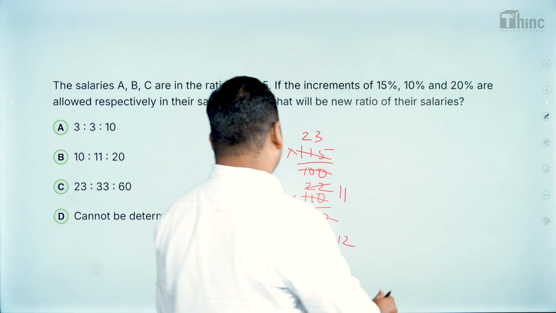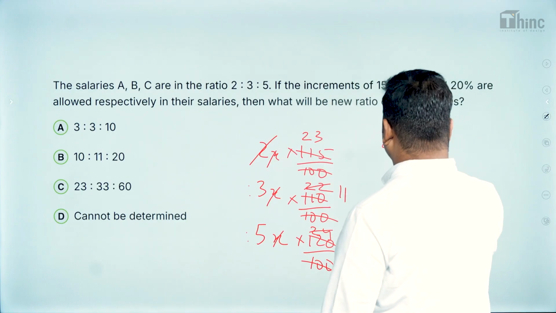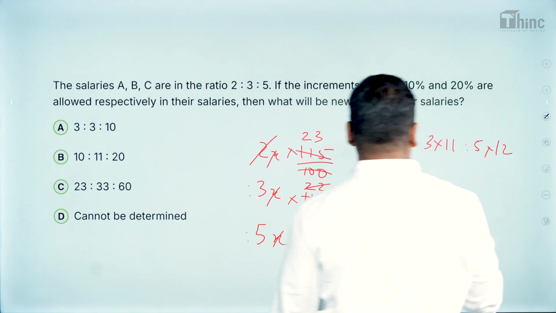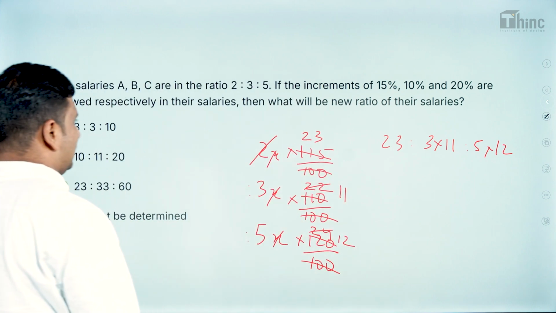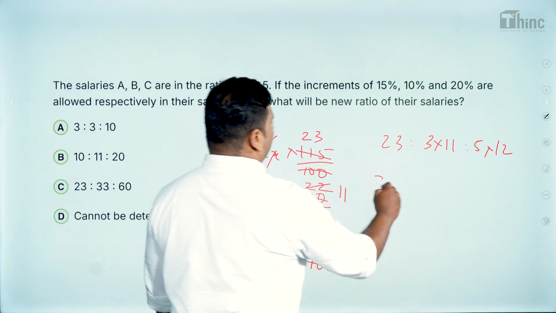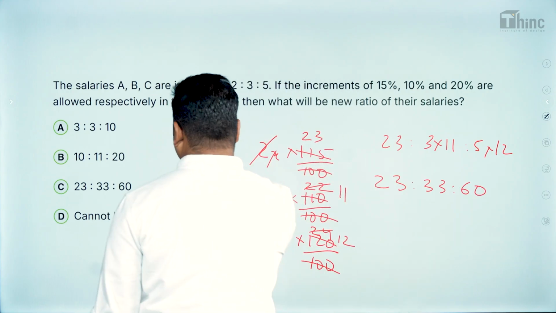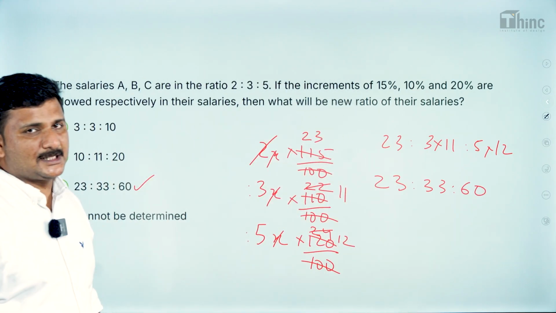So finally what are we getting? 23 is to 3 into 11 is to 5 into 12. So is there anything else to cancel off? I think there is nothing else. So what are we getting? 23 is to 33 is to 60. So which option is matching? Option C is matching with this. So option C will be the correct answer.